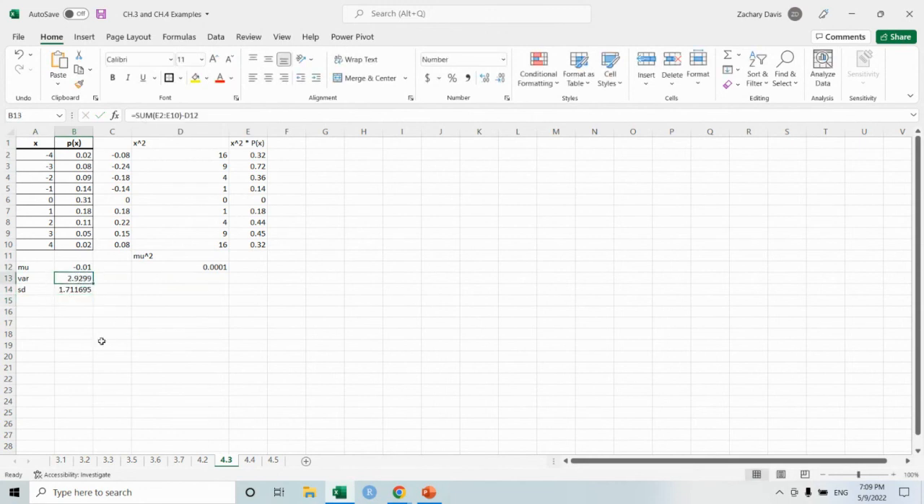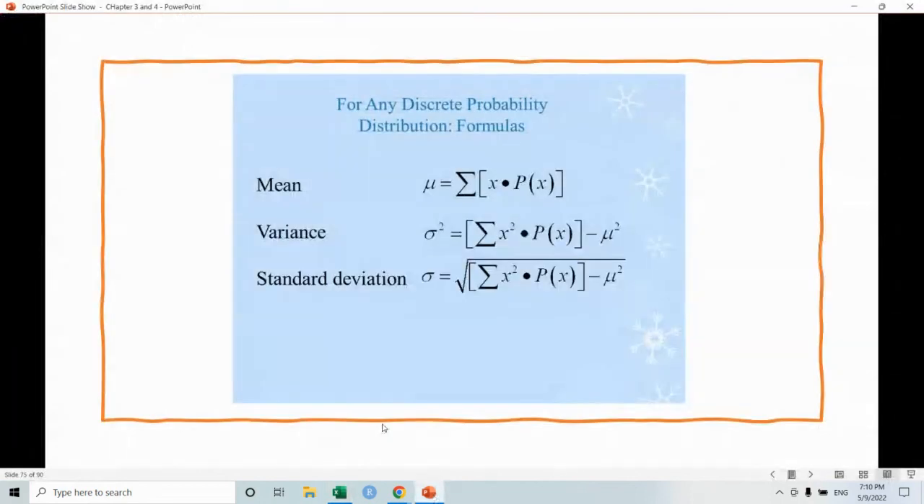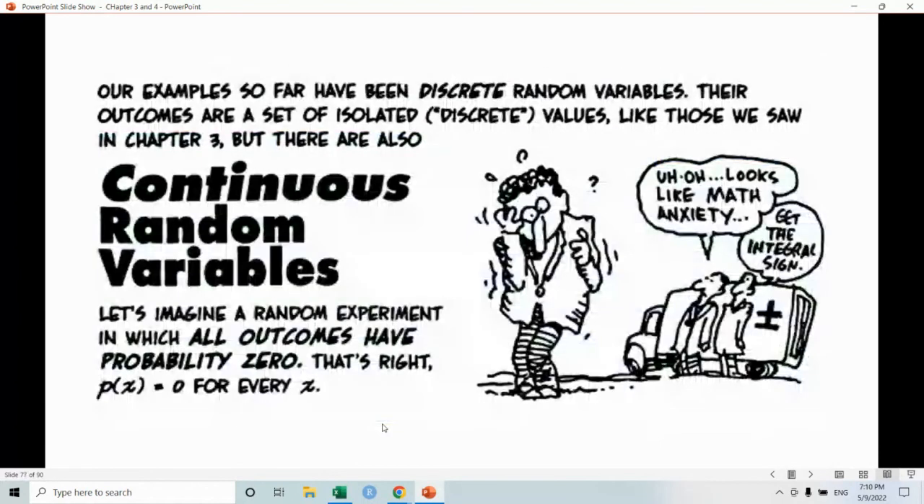I don't remember if it was 3 or 4 decimals, but remember that you can adjust the decimals up here. So it's 4 decimals, 3 decimals, depending on what the software wants when you answer a particular question. All right, so that gives you how to find the mean, variance, and standard deviation for any discrete probability distribution.